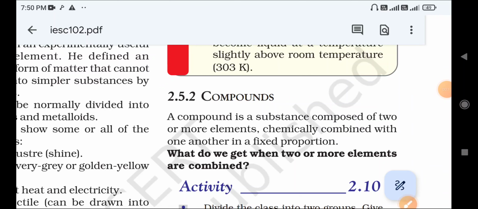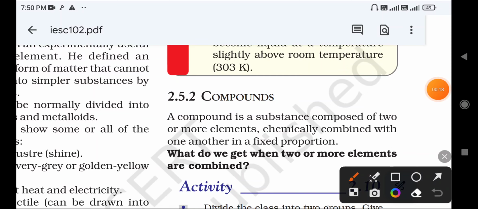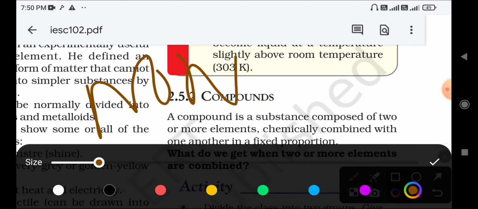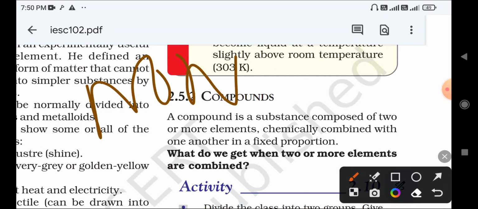In our previous videos we discussed the properties of metals and the properties of non-metals. We also discussed elements and compounds, how many elements are present in nature, how many are in the solid state, and how many elements are liquid at room temperature.